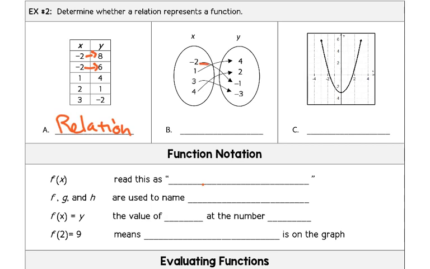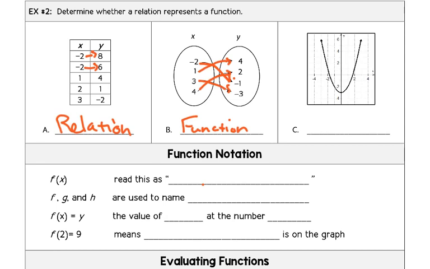It looks like each value of x has only one arrow. It's only going to one y value, right? It's not going to two y values like that, right? So this is actually a function and not just a relation, but a special relation, a function.